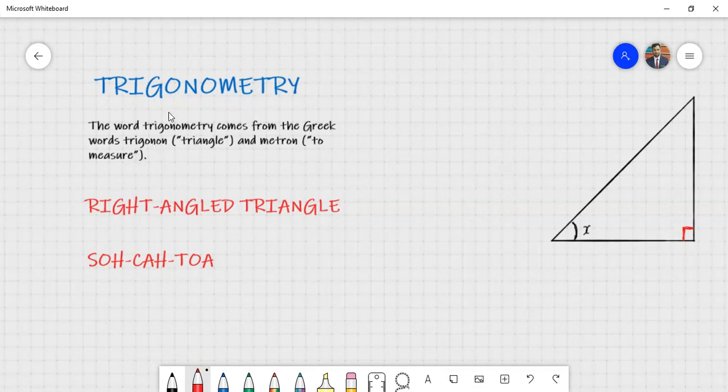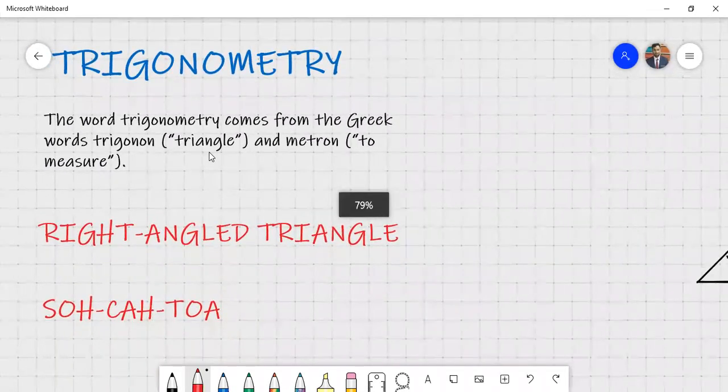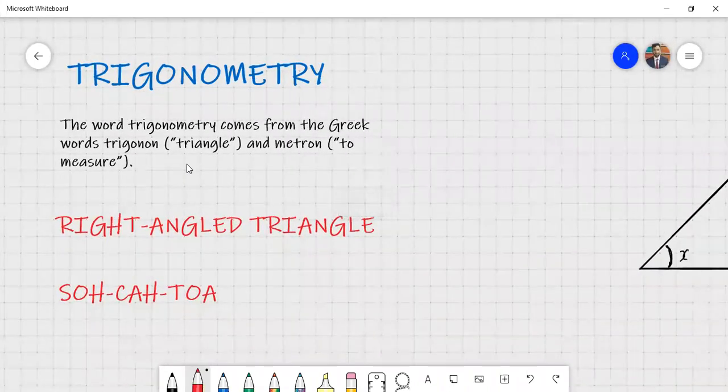Today I will teach you about trigonometry. The word trigonometry came from the Greek words trigonon, which means triangle, and metron, to measure. When you measure the sides and the angles of a triangle, this art is known as trigonometry.